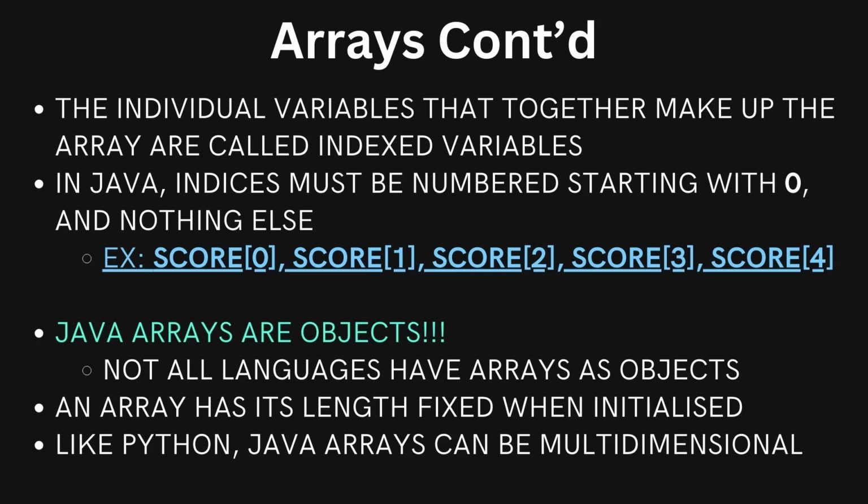Like Python, Java arrays can be multidimensional. So if you remember 2D arrays and multidimensional arrays from CP104, you can implement those with a Java array too. So are there any questions after that? There don't look to be.